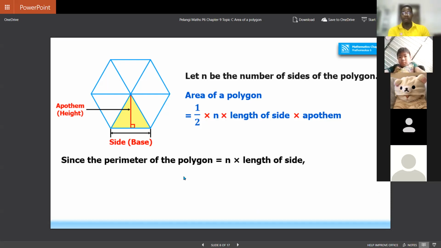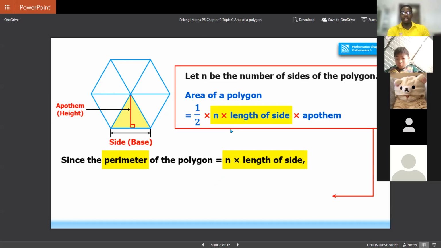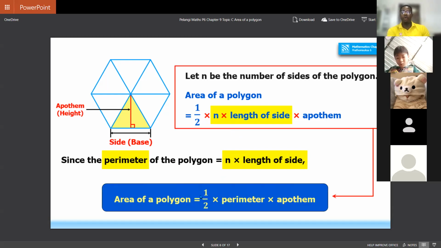Since the perimeter of a polygon is n times the length of the side, n multiplied by the length of the side is equal to the perimeter. So we will replace that. Therefore, perimeter will replace n times length of the side here. So the second formula is: the area of a polygon is equal to 1/2 multiplied by perimeter multiplied by the apothem. Okay, so these are the two formulas we have here, the area of a polygon and the area of a polygon.